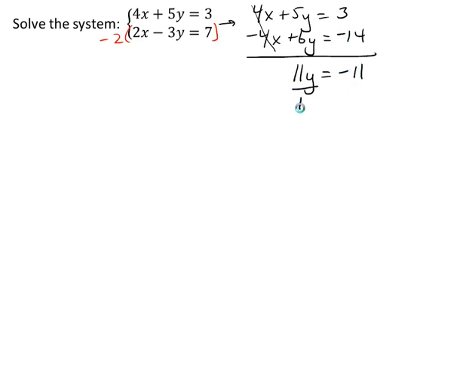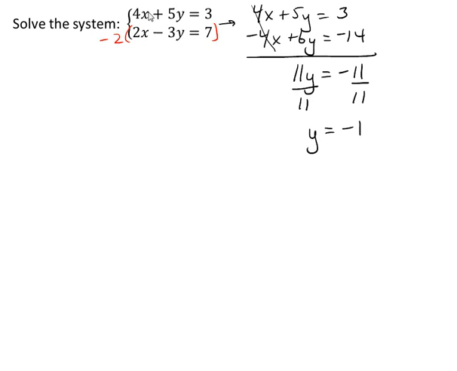Now to get y by itself, we simply divide both sides by 11. So in this method, because one of the variables was eliminated, we end up with an equation that just involves one variable. So we're able to solve for that variable by dividing. Now in order to solve this system, we need to specify a value for both x and y, because our original system had both variables. So far we have found the y-coordinate to be negative 1. So now we need to go ahead and find the corresponding value of x.